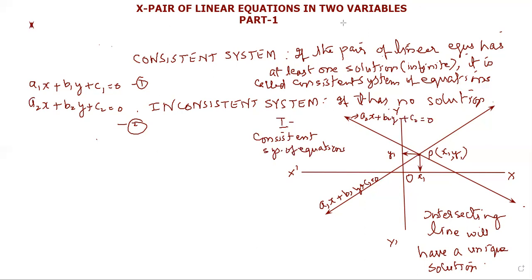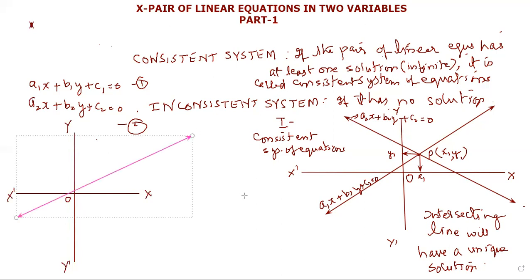Second case, they can be coincident lines, means both the lines are the same, both the lines are the same on the graph. For example, coincident means one line will overlap the other line. Suppose you are drawing a graph of one line. Suppose the graph of one line is this one. This is the graph of one line.